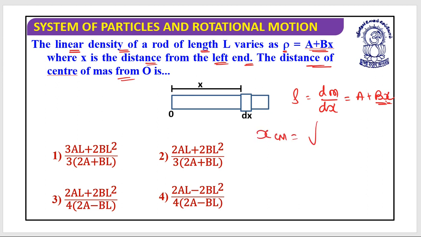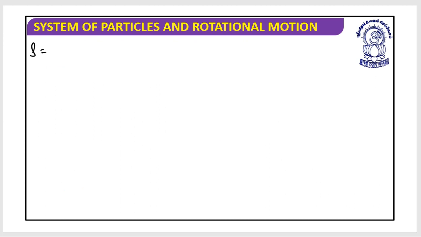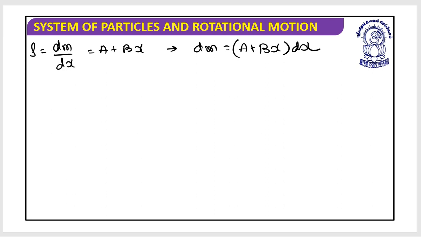xcm should be equal to integration of x dm divided by integration of dm. Yes, I'm doing the same thing, we are just taking this in the form of integration. So let's just do it. Rho is equal to dm by dx, that would be equal to a plus bx. So from this I can write dm is equal to (a plus bx) dx. So xcm would be equal to integration of x dm divided by integration of dm.